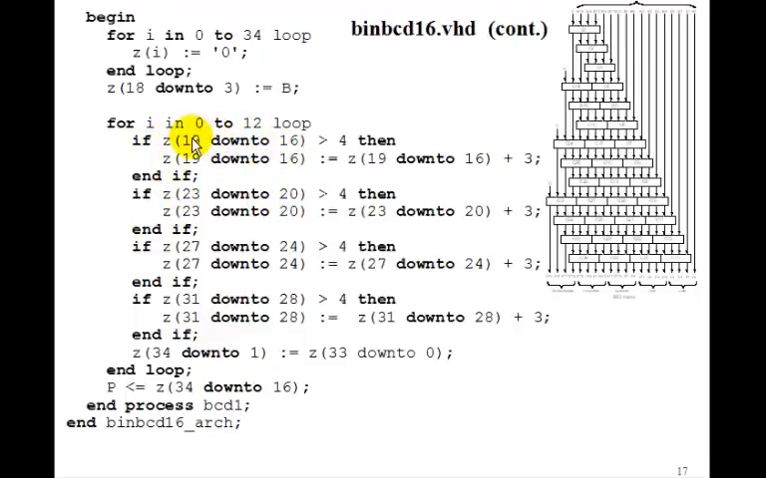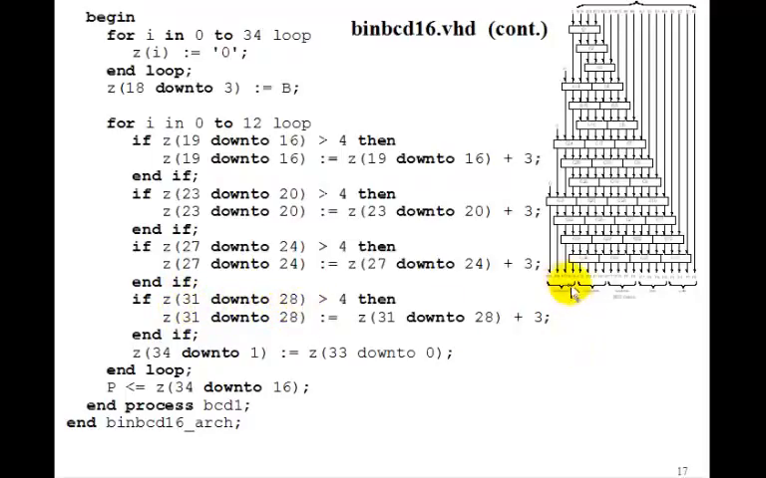The units are now Z(19 down to 16). If that's greater than 4, you add 3. Then you check the tens. The tens is Z(23 down to 20). Add 3 if it's greater than 4. Then you have to check the hundreds. The hundreds is now Z(27 down to 24). Then you got to check the thousands. That's Z(31 down to 28).